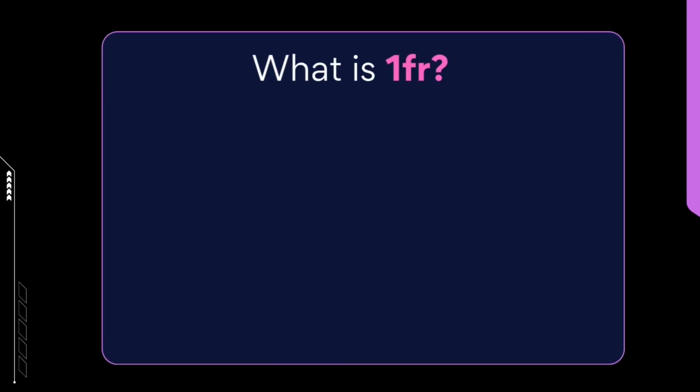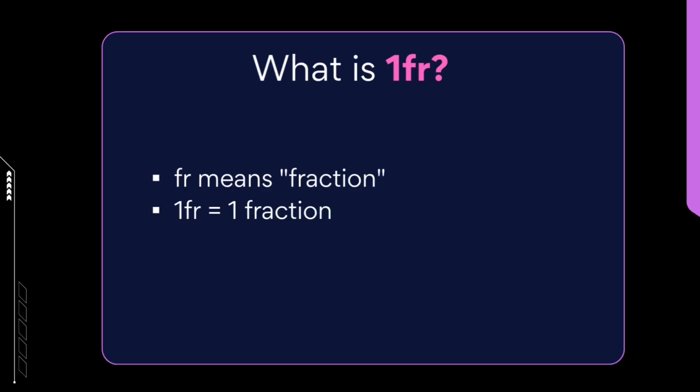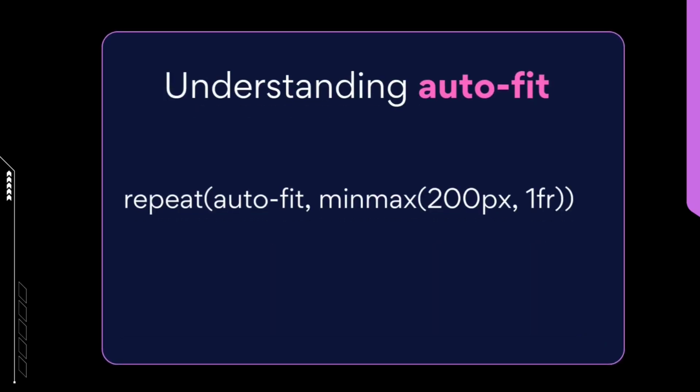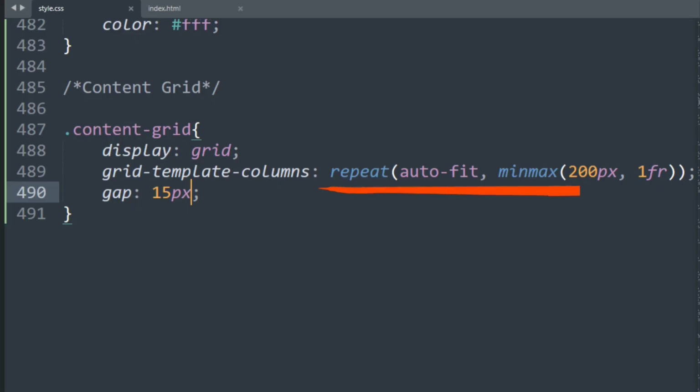What is 1 FR? FR means fraction. 1 FR equals 1 fraction of available space. If you have 1 FR, 1 FR, 1 FR, each gets 1/3 of the space. Understanding auto-fit. This is the magic ingredient. Repeat, auto-fit, min-max, 200 pixels, 1 FR.